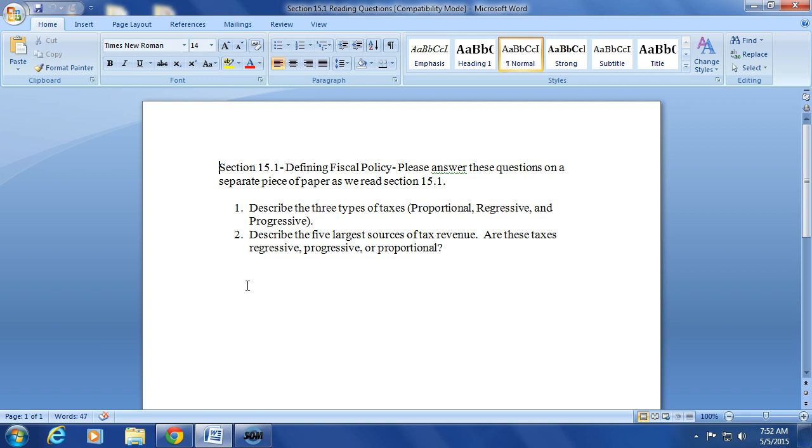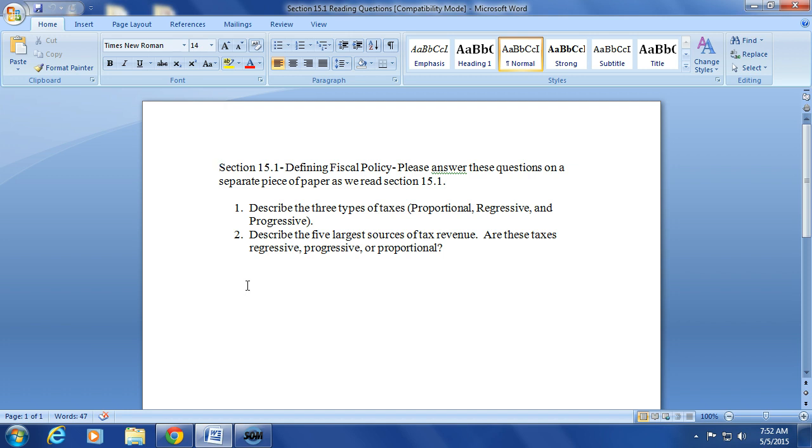So we're going to read page 348 to page 354, and we're going to go ahead and answer these two questions. So the first thing I want to talk about is the three types of taxes, and you can see those on page 349. Now there are three different types of taxes. You have proportional, you have progressive, and you have regressive. And they are different in terms of their tax rate, the percentage of a person's income that goes towards taxes.